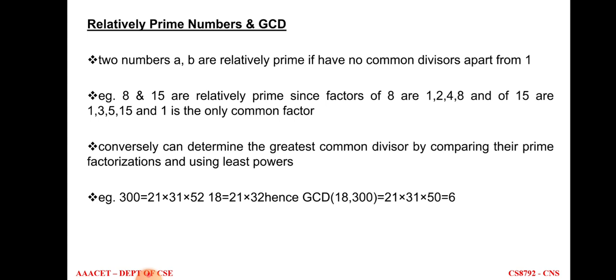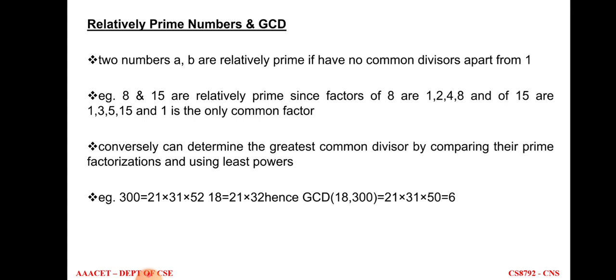It is used to find the highest common factor of two numbers by using Euclid's algorithm. GCD of a comma b is equal to GCD of b comma a mod b. Already we saw, so what is a relatively prime number? Two numbers a and b are relatively prime if they have the common divisor 1 only.